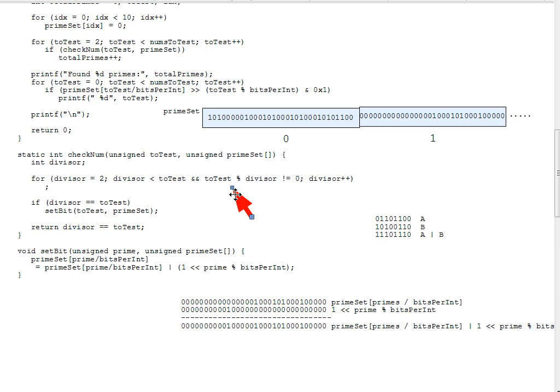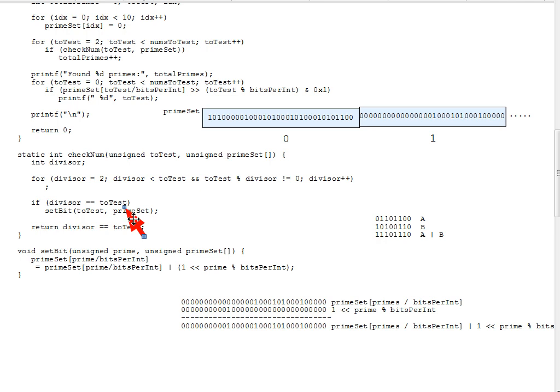Take a moment to be sure you understand the rest of the code in checknum. It's fairly straightforward. The loop ends either when it finds an even divisor here, or it reaches the toTest limit. And then the if statement and return value are using divisor equal to toTest to in effect say no even divisors were found, or the value was prime.